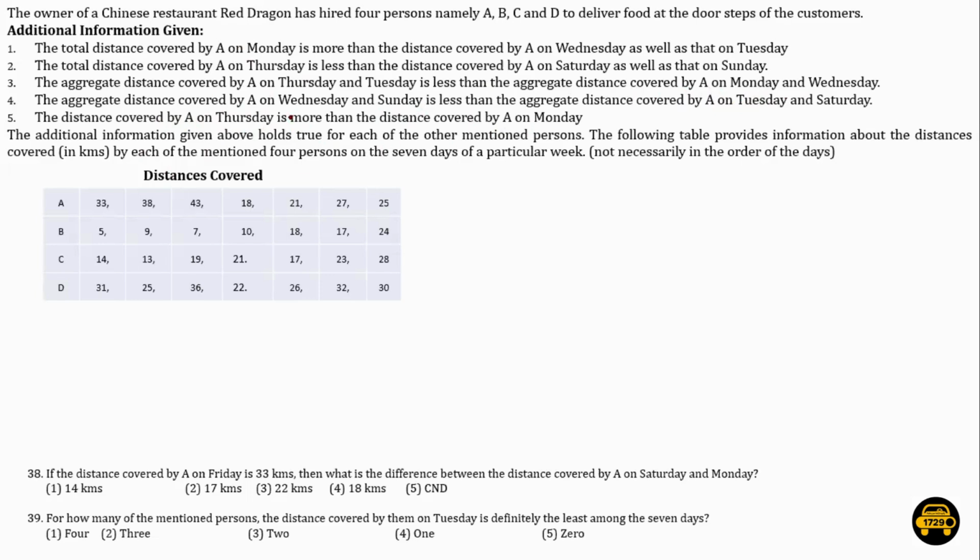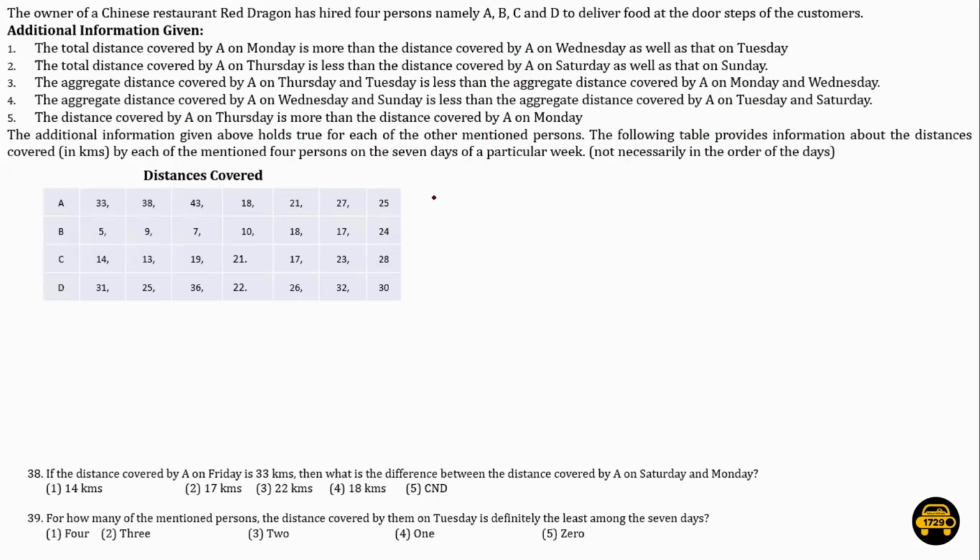Now, this additional information holds true for every other person as well. That means for A, B, C, and D. Right? Now, the following table provides information about the distances covered in kilometers by each of the mentioned 4 persons on the 7 days of a particular week. And of course, not necessarily in the order of the days, because we know the maximum distance will be covered on some particular day. So all this can be deduced on the basis of this information given.